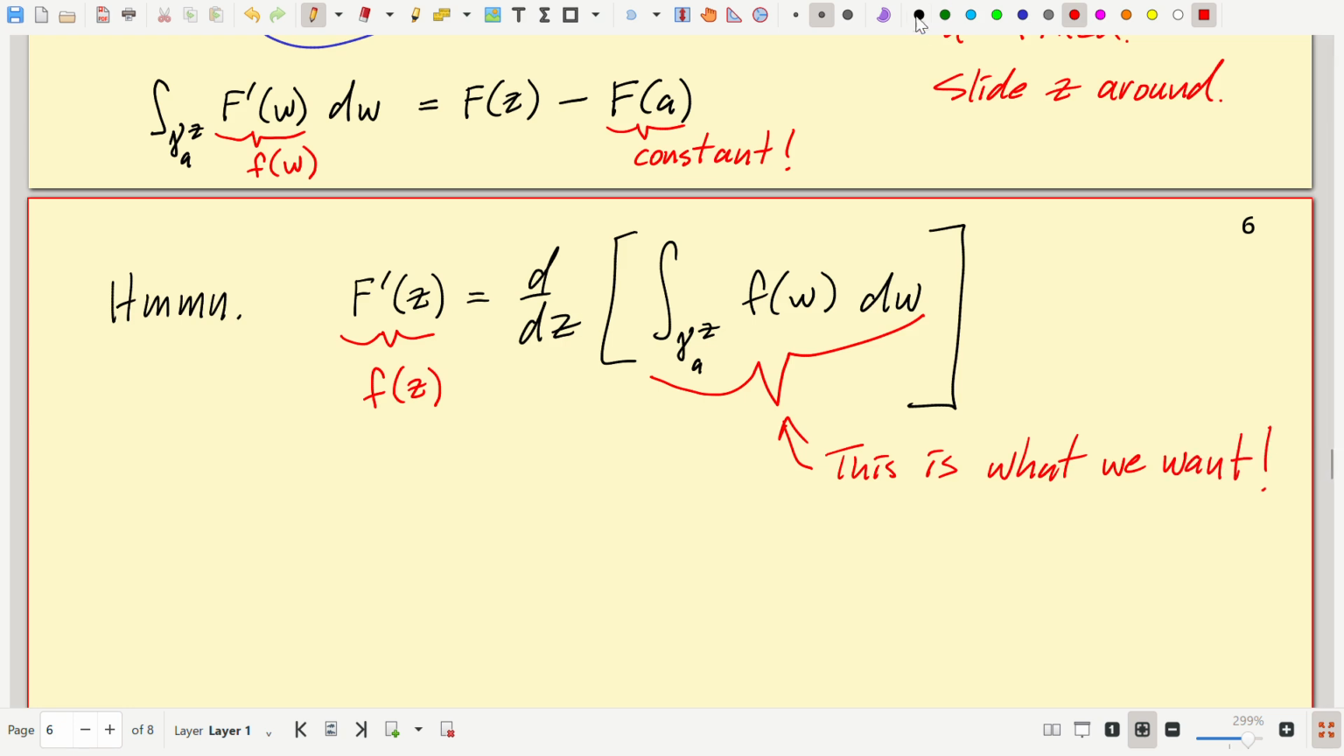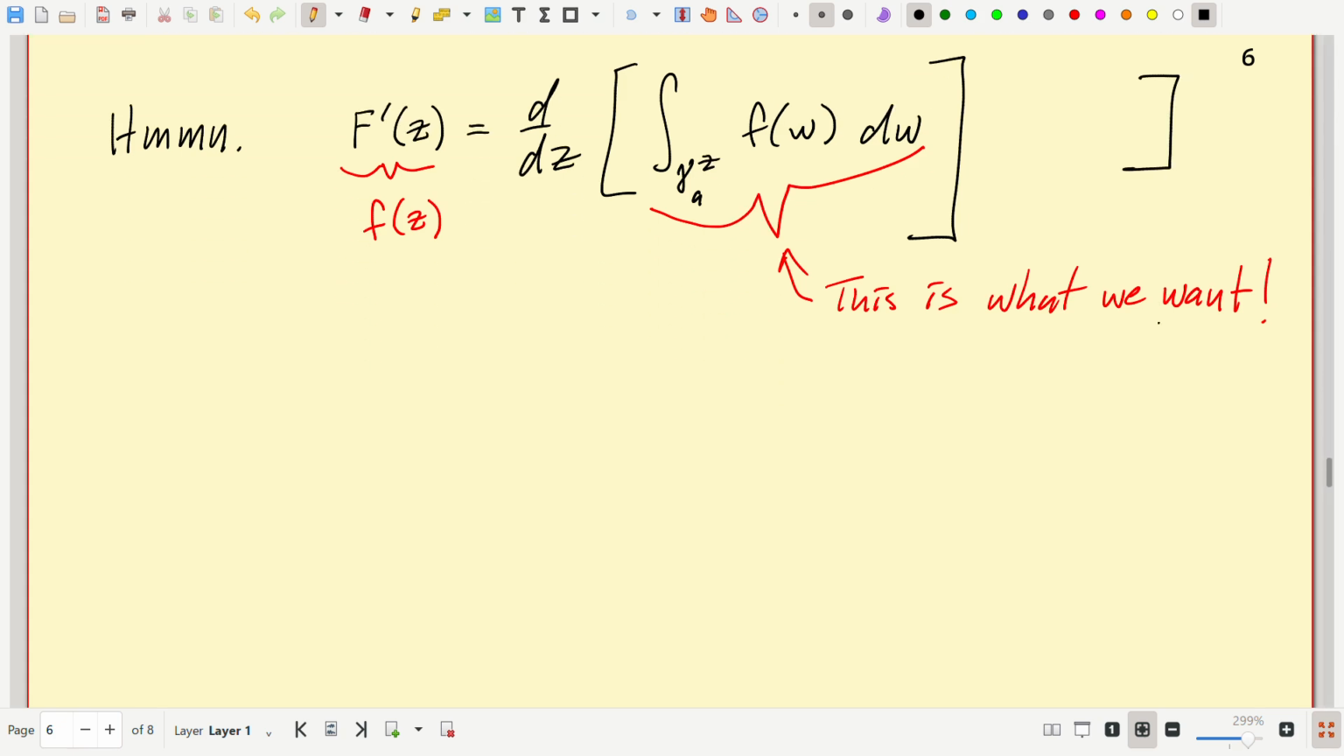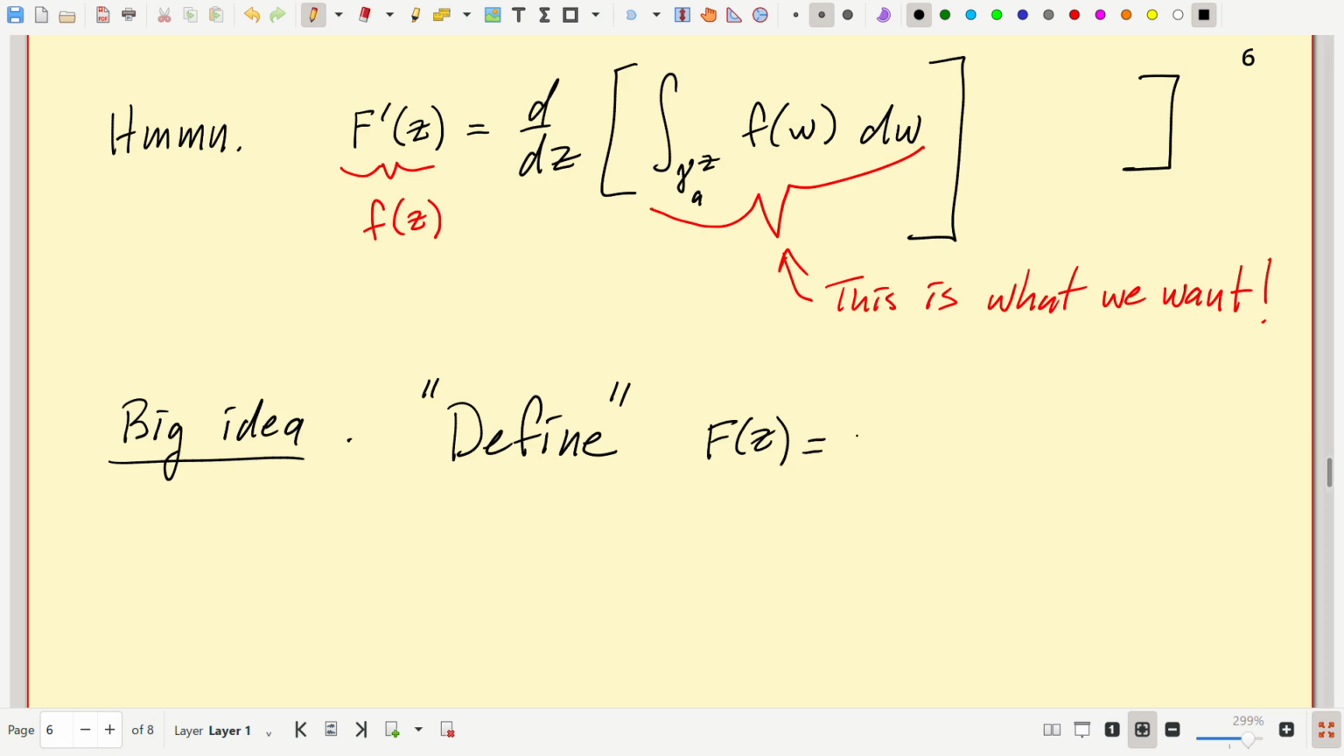Okay, I'm done thinking out loud now. So the big idea, now that I've been thinking out loud, is we kind of know what we want. Let's define. Don't know if I'm going to get away with it yet, but I'm going to define my F of z to be: fix a point A, integrate along a curve that starts at A and goes to z of f of w dw.